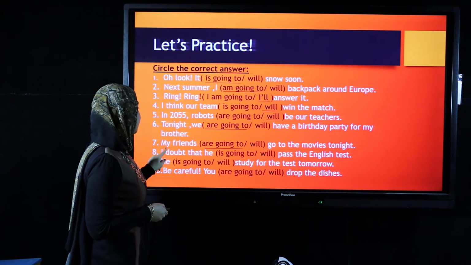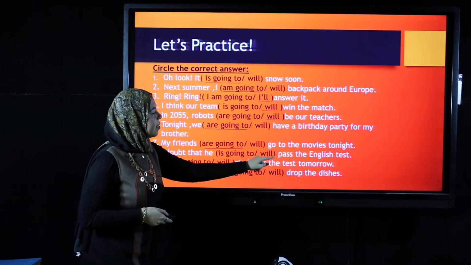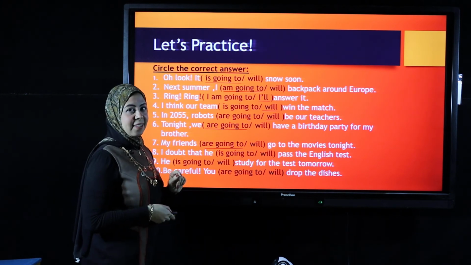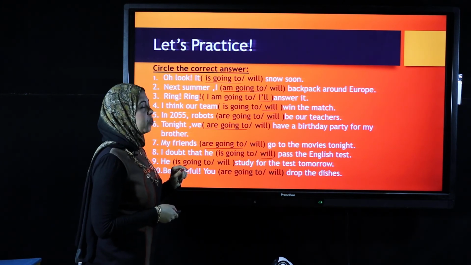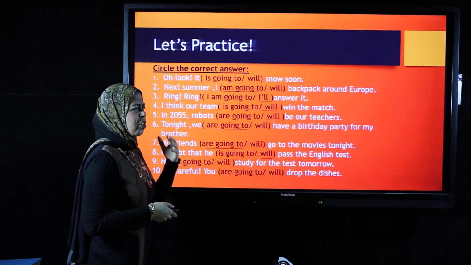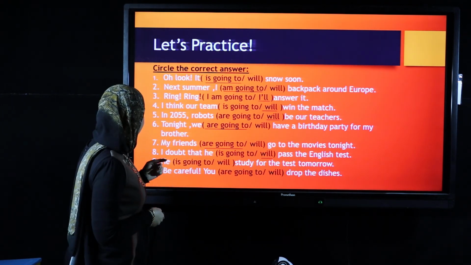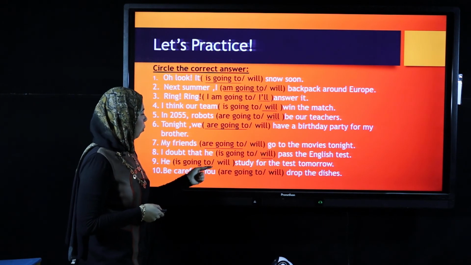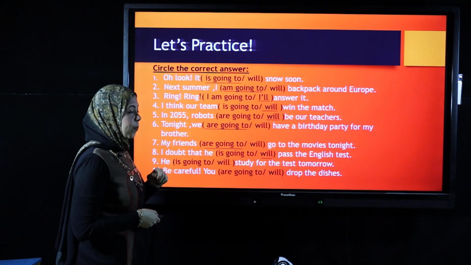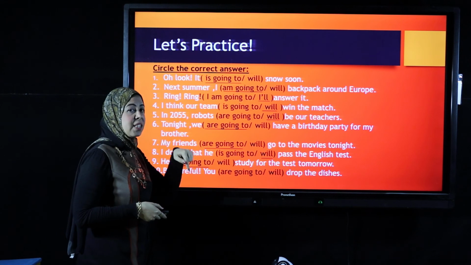Next one, I doubt that he is going to or will pass the English test. What is the answer? Yes, the answer is going to be "will." Because I don't have an evidence, I just predict that he will pass the English test. The next one, he is going to or will study for the test tomorrow. Yes, the answer is going to be "is going to," because he has the exam tomorrow.